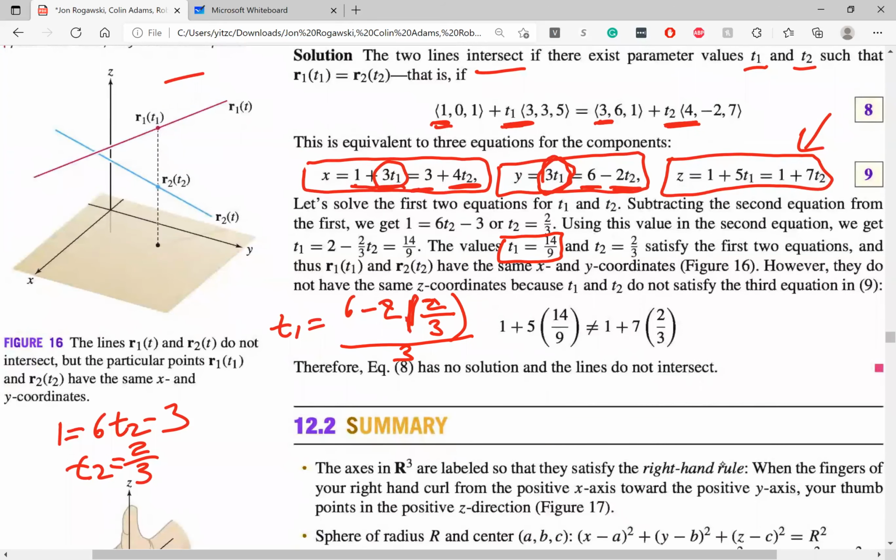We know what our T2 is. We plug all this into the third equation. So for the T1, you put in 14/9 in the third equation. So that's 5 times 14/9 right over here. And then for the T2, you put in 2/3. And these are not equal, so these lines don't intersect. Any questions?